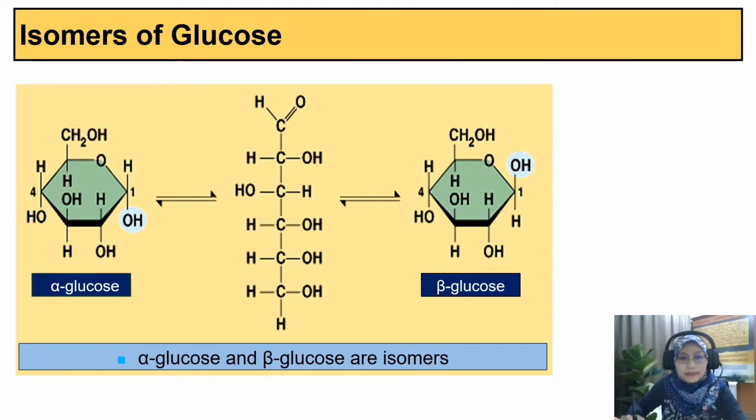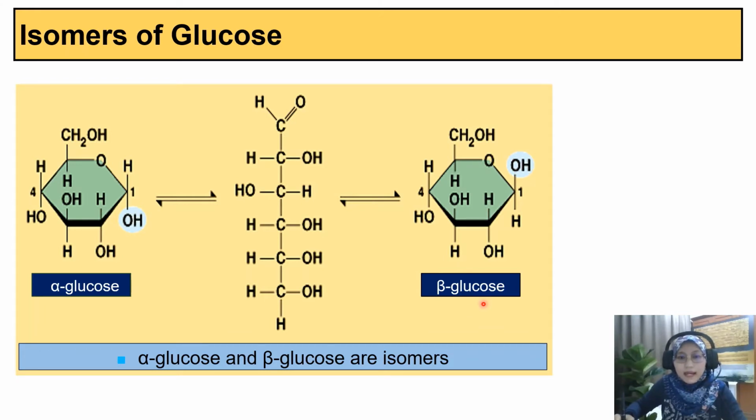alpha glucose or beta glucose. These 2 structures differ based on the position of OH at carbon number 1. If the OH position itself below the plane, then it is known as alpha glucose. Whereas when the OH position itself above the plane, then it is called as beta glucose.